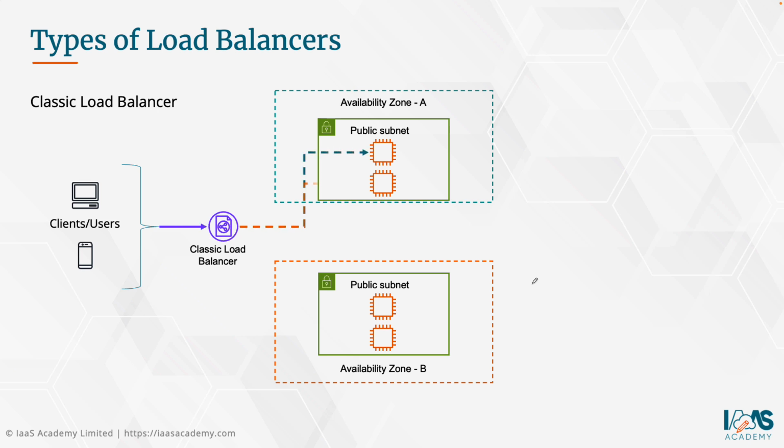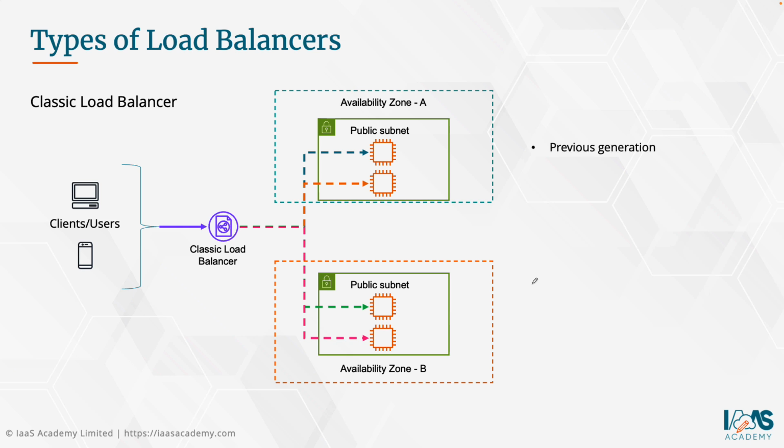Now, when the load balancer distributes the traffic, obviously you can define all of the EC2 instances that are to be supported by the load balancer. If a particular instance fails, the load balancer will stop sending traffic to that instance. And then obviously when that instance is healthy again, the load balancer can continue sending traffic to it.